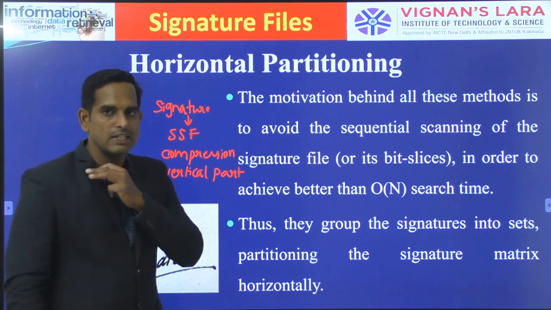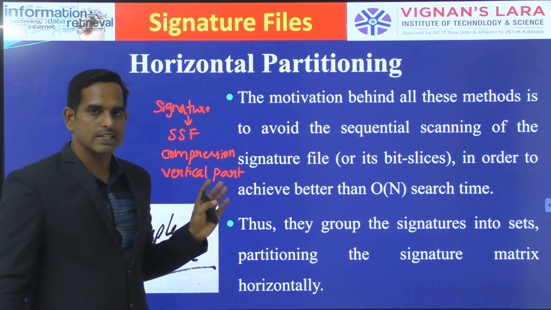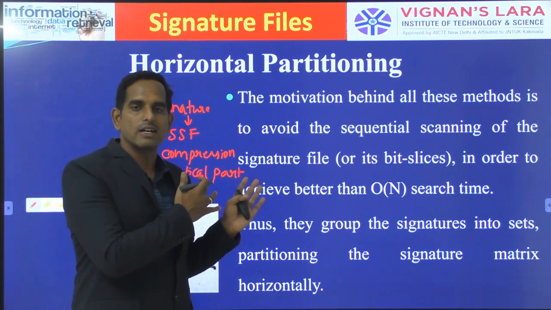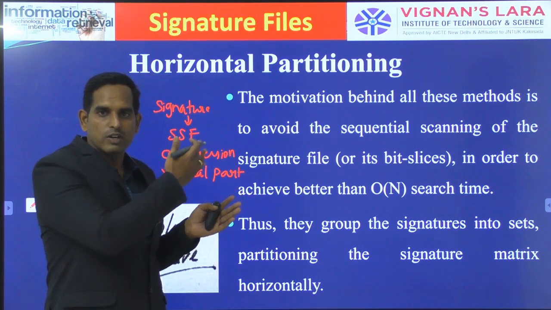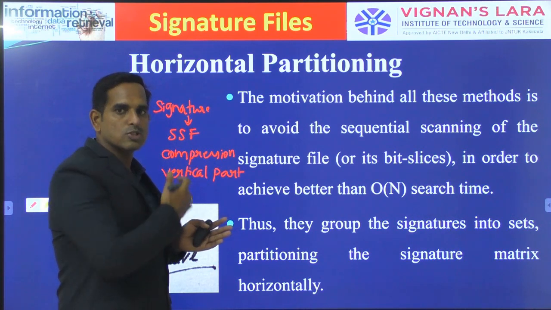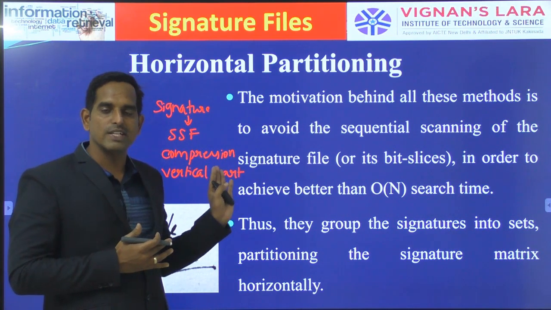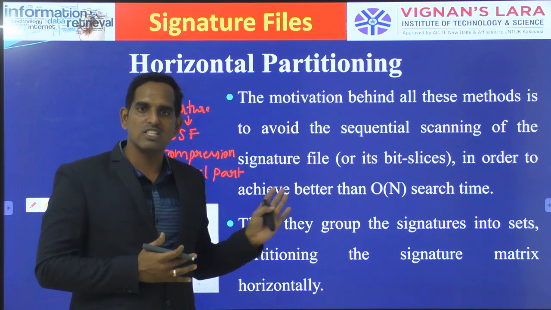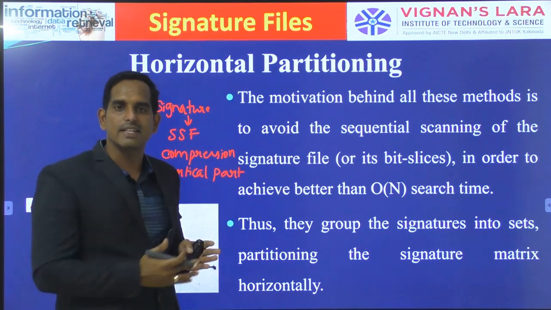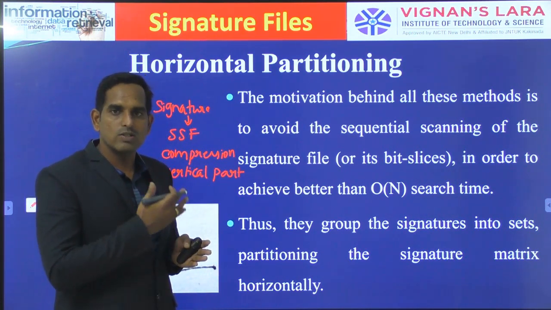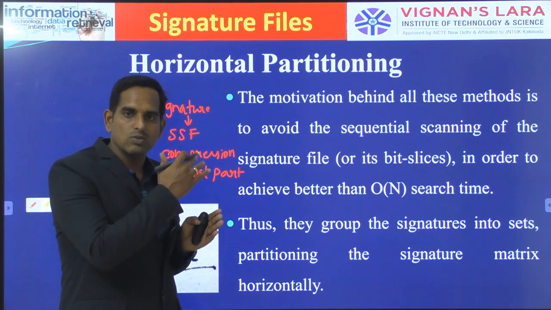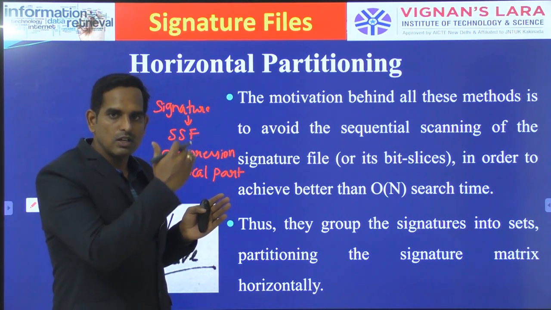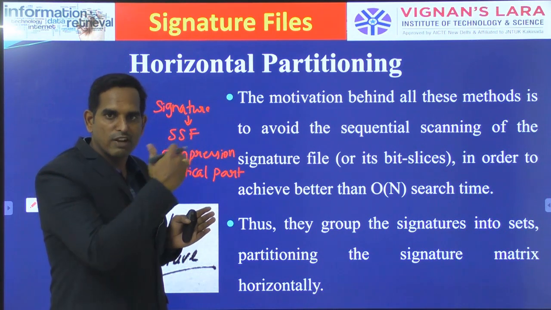In vertical partitioning, you have seen various techniques for converting your same sequential signature file into what you call the transpose matrix. That is, you store everything in a column-wise order, and we look at everything in bit slices. We have seen that technique as well. All those techniques try to scan your search file in a row-by-row fashion.